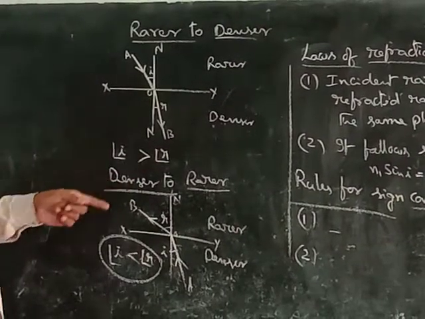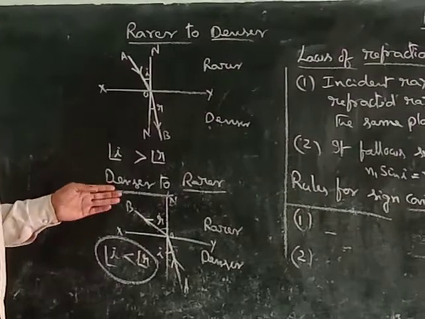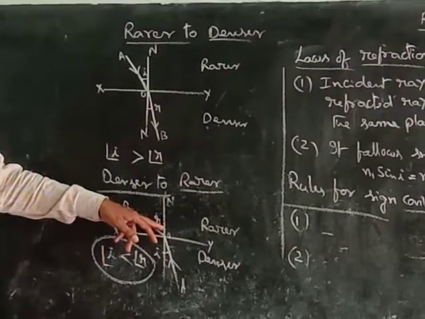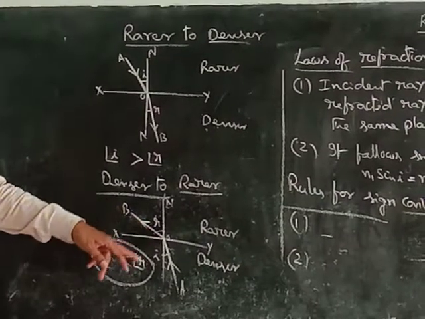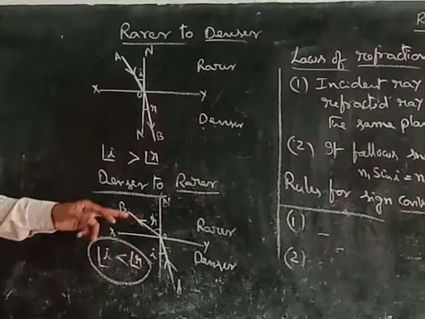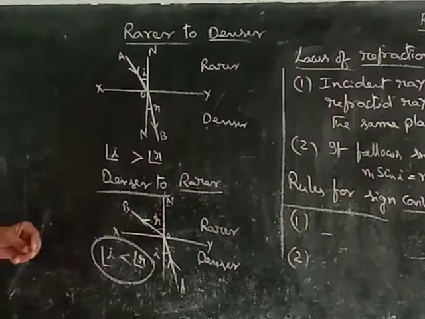And next one is denser to rarer medium. Light ray travels from denser to rarer medium. What happens means the refracted ray moves away from the normal. That means angle of incidence is less than angle of refraction. In this case, angle of refraction is more than angle of incidence.